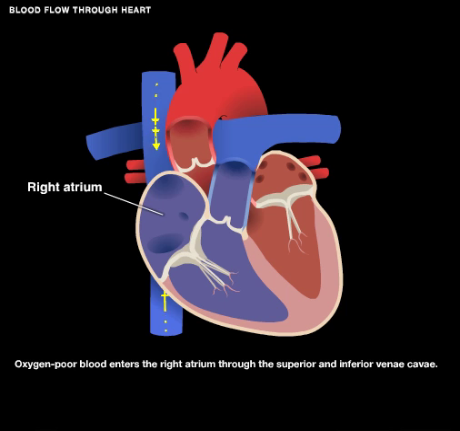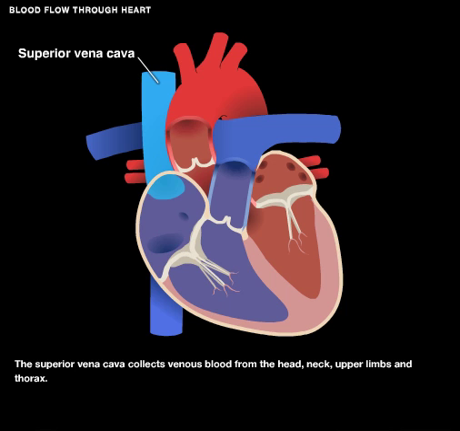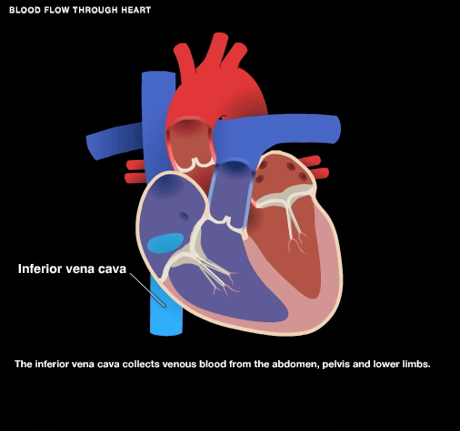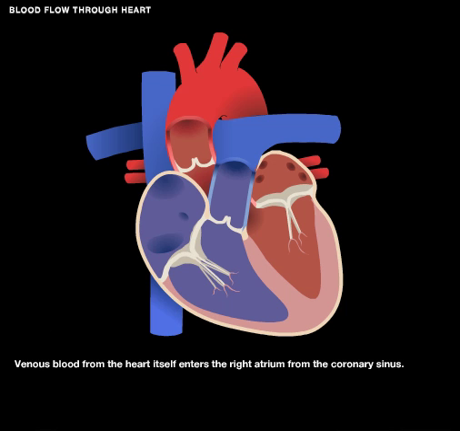Oxygen-poor blood enters the right atrium through the superior and inferior vena cava. The superior vena cava collects venous blood from the head, neck, upper limbs, and thorax. The inferior vena cava collects venous blood from the abdomen, pelvis, and lower limbs. Venous blood from the heart itself enters the right atrium from the coronary sinus.